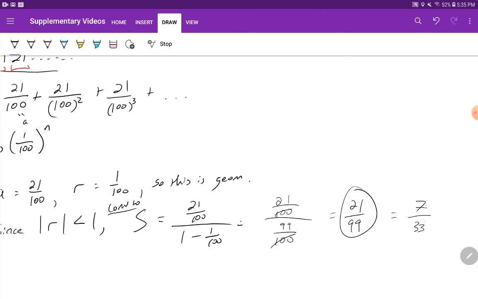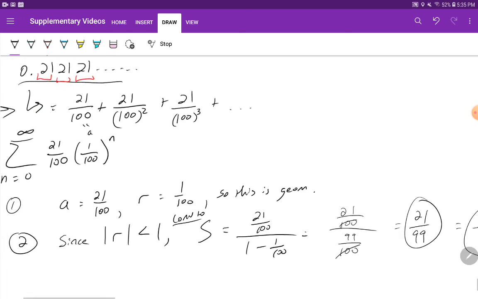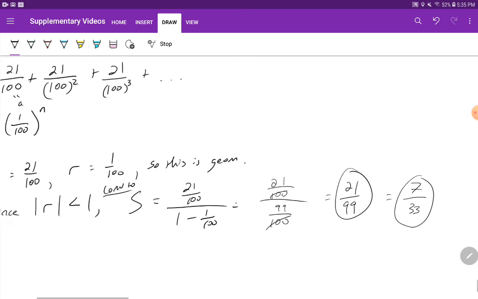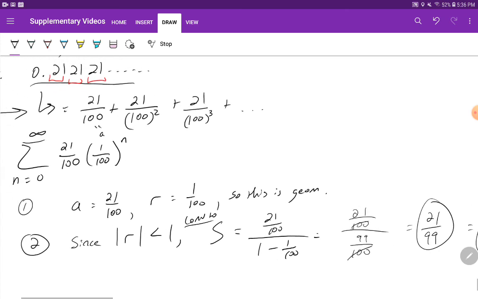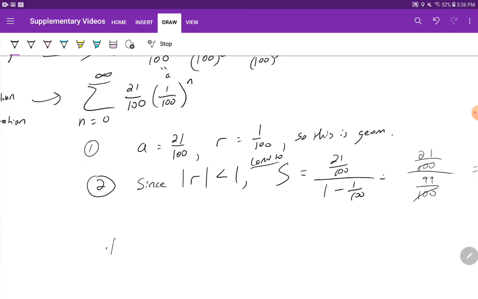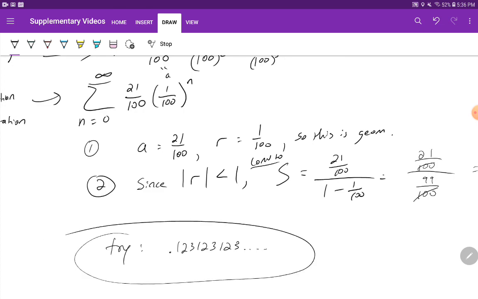I'm just looking at the book. Don't believe me? Punch it into your calculator. You will see 2, 1, 2, 1, 2, 1, 2, 1, repeating over and over again. I really like these examples. These are a lot of fun, right? So, if you want, you can try this one. Try rewriting 0.123123123... Try this on your own, if you have the time.